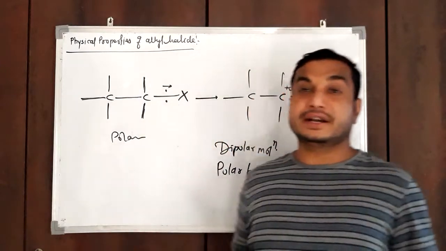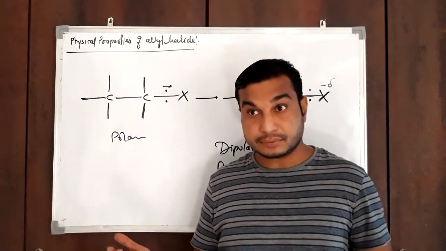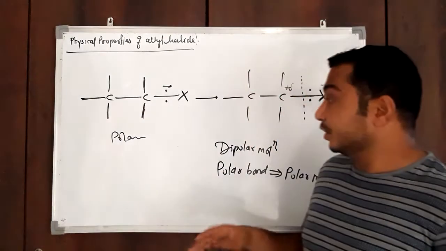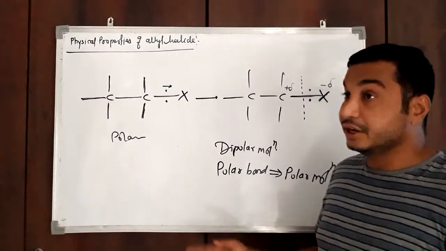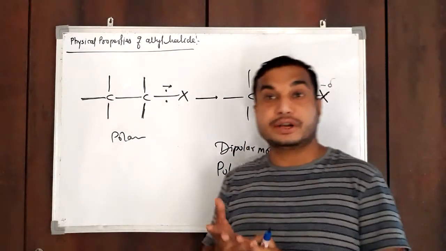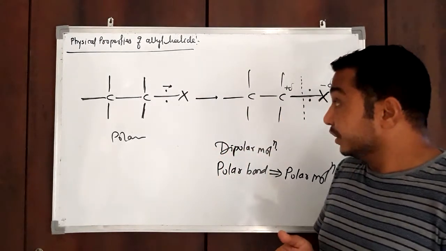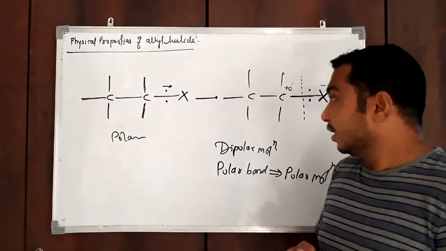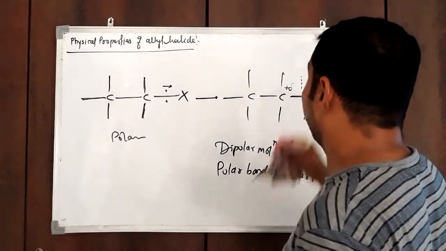Due to this polarity, various physical properties of alkyl halide will change. Various physical properties will depend upon this polarity. Due to this polarity, melting point changes, boiling point changes, and reactivity also changes. Many properties have been changed due to polarity.